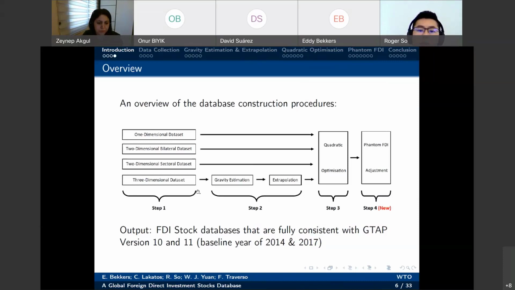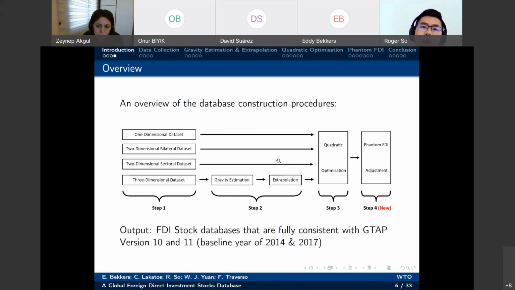But in step 2, we are running a gravity estimation on the most detailed 3-dimensional dataset, and then we extrapolate for all missing values. After that, they are all put together in step 3 to go through a quadratic optimization. Steps 1, 2, and 3 are the procedures taken in the original database construction.